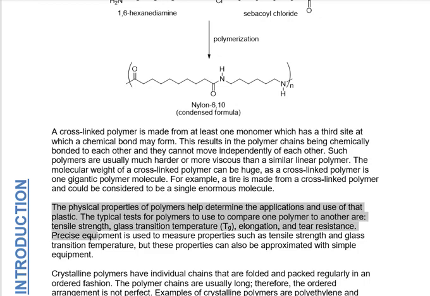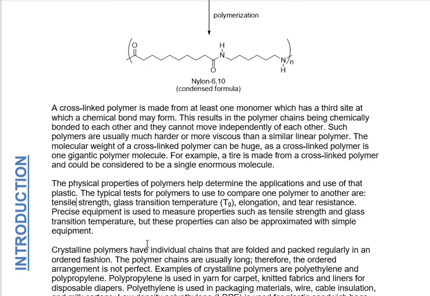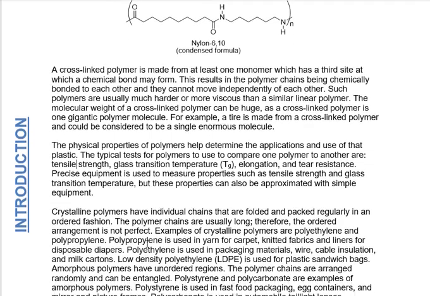A lot of ways that we can't necessarily do it because we don't have the instrumentation in lab, but you can look at the tensile strength, the glass transition temperature. I mean, that's if the polymer you're making is glass. Elongation and tear resistance. All of these are things that you can look at, or types of physical properties that you could evaluate.